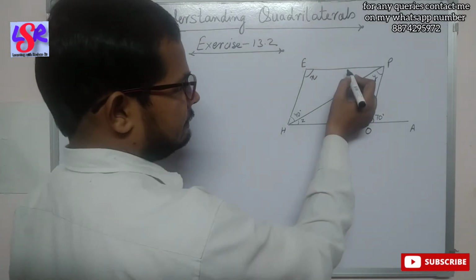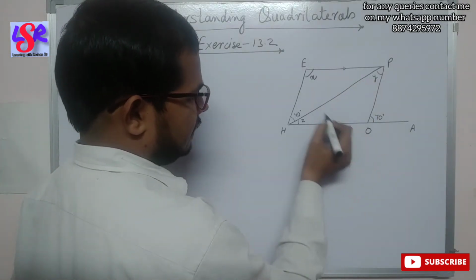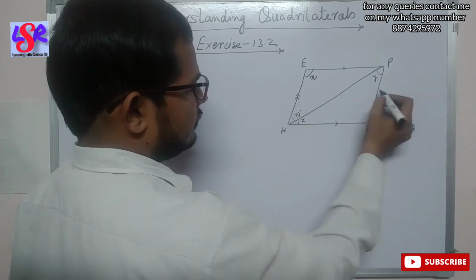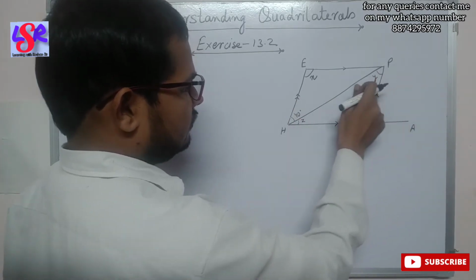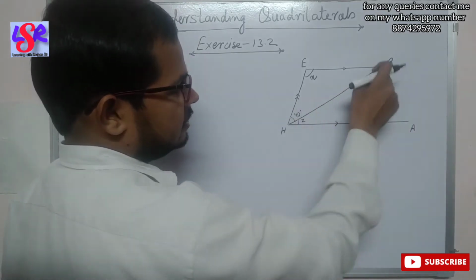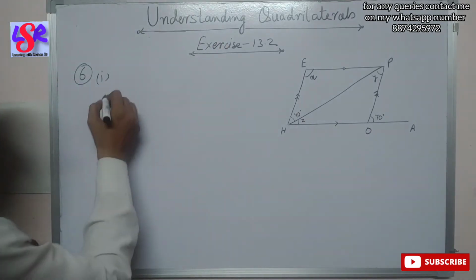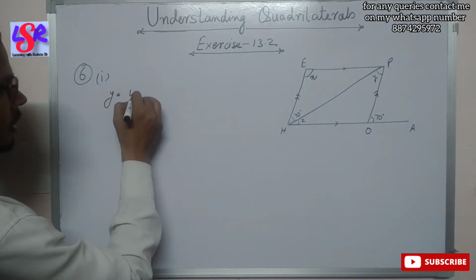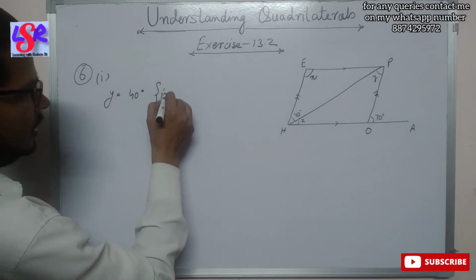Now as we know this is a parallelogram, so all the opposite sides are parallel to each other. Therefore, this y will be equal to this 40 by interior alternate angles. So y equals 40 degree, interior alternate angles.